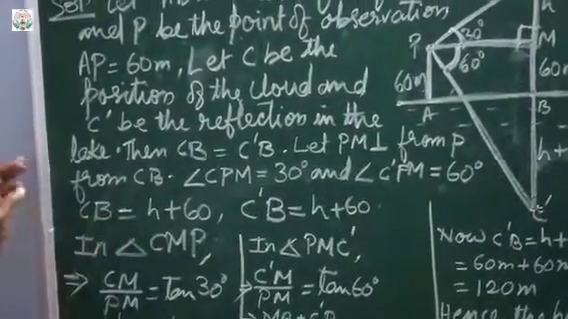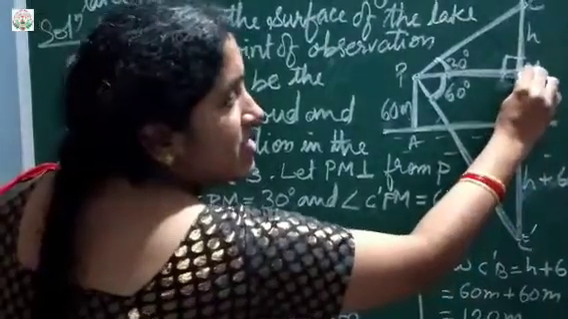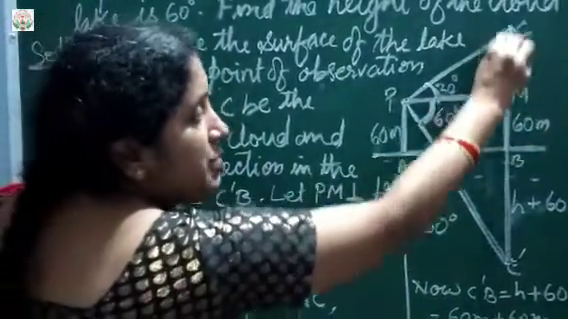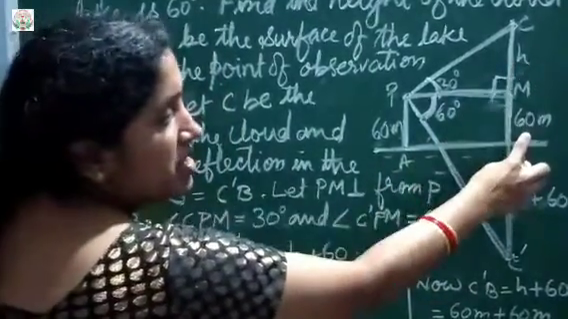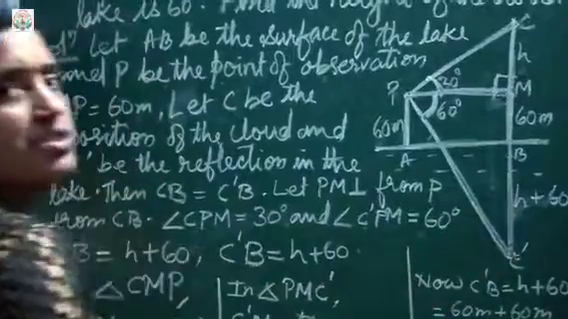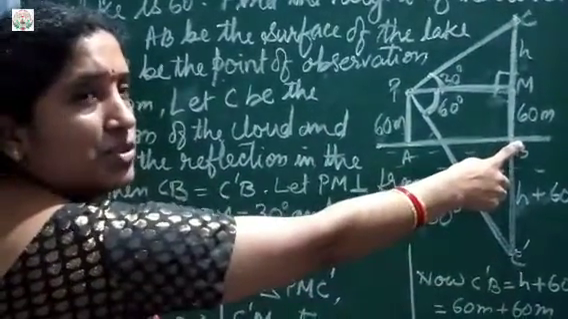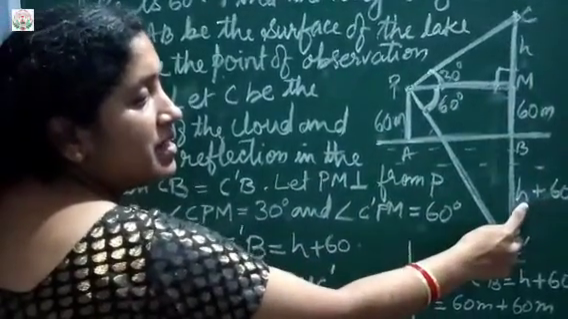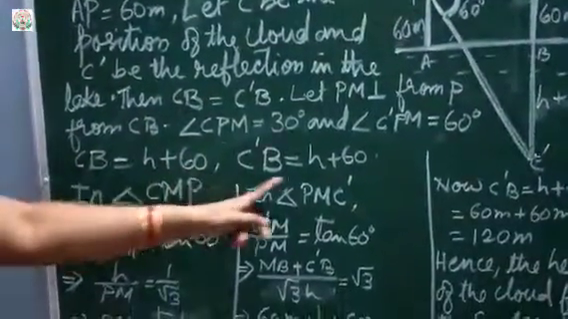Now CB equals what? If this is 60 and this height we are assuming as h, then CB will be how much? h plus 60. If this is x plus 60, this is also x plus 60, because CB equals C dash B, reflection only. So if this is h plus 60 meter, then this is also h plus 60 meter. So that is what is written here.